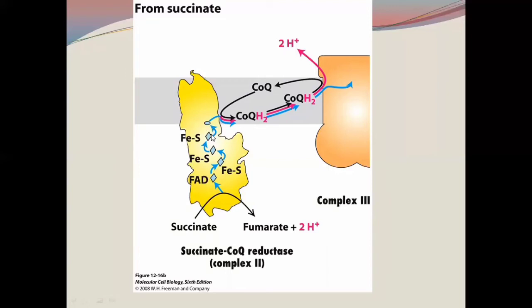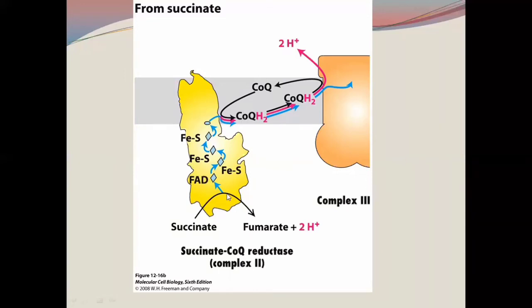Cytochrome B will accept the electrons. Then from cytochrome B, these electrons will be taken up by coenzyme Q. It will accept the hydrogen from the matrix and become reduced. This ubiquinone will be reduced into ubiquinol, right? And then this reduced coenzyme Q will approach complex 3.